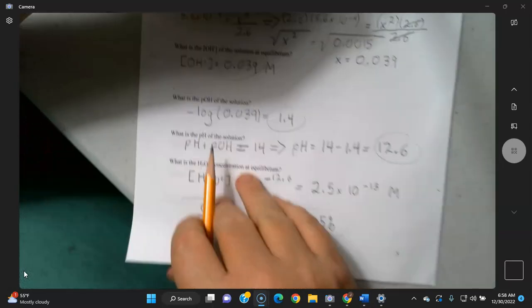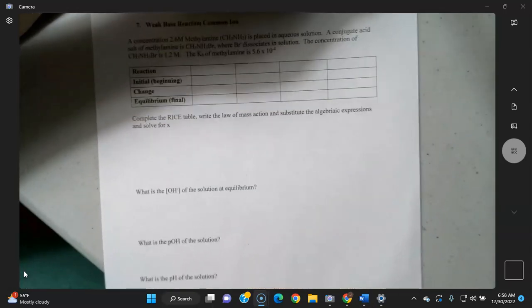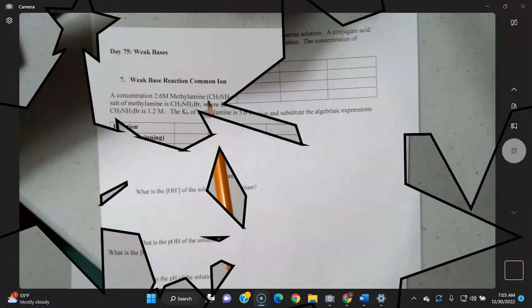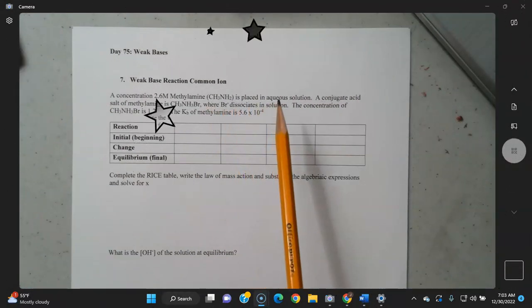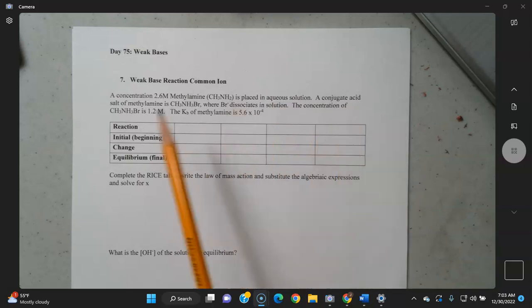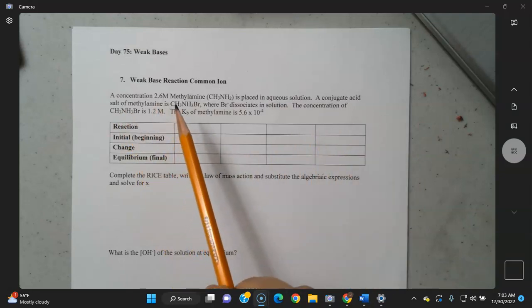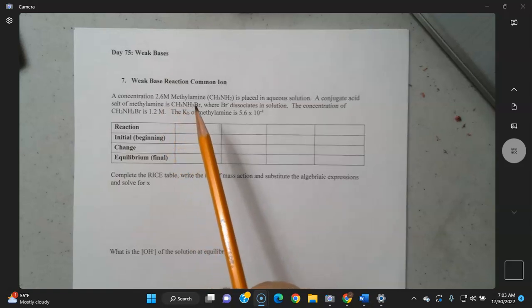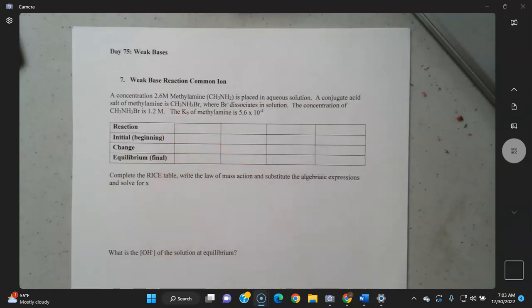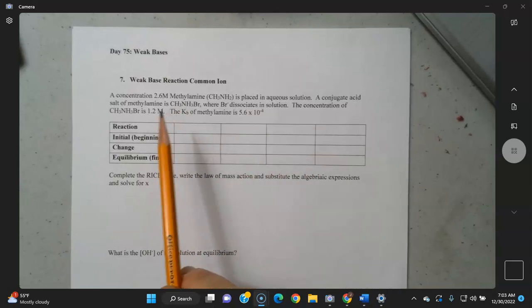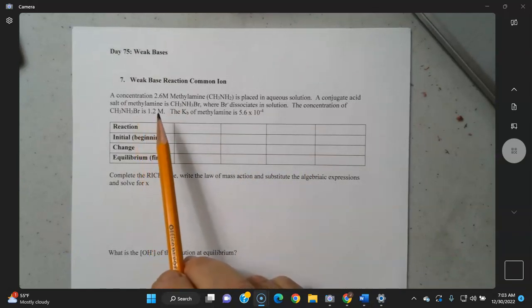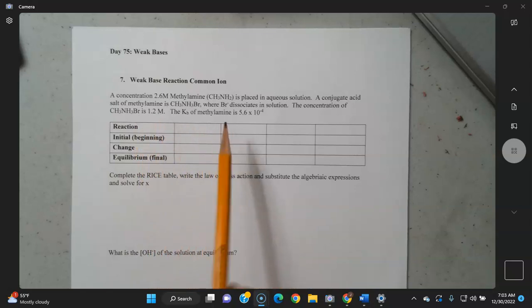Okay, next page we go on and we do a common ion. Okay, let's read this. A concentration of 2.6 molar methylamine is placed in aqueous solution. A conjugate acid salt of methylamine is CH3NH3Br, where Br minus dissociates in solution. And it says there's a concentration of this conjugate acid salt of 1.2 molar. And then there's the Kb.